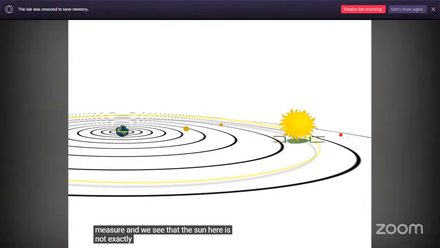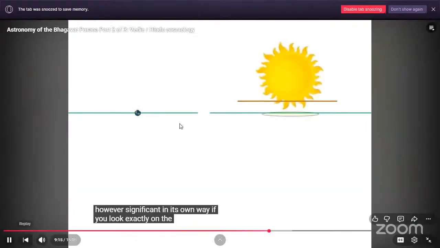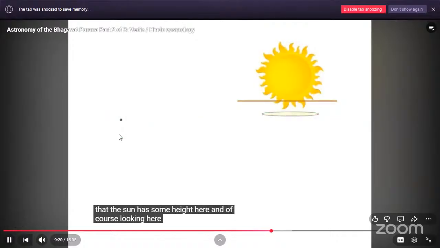The sun is a little above, and how much above will be clear for you. Just a few seconds, and now you see the sun is not at the same height as the earth. It is above the earth. How much above? Just the height of Mount Meru. See, earth is here, Mount Meru is here, and the sun's height and Mount Meru's height are the same.